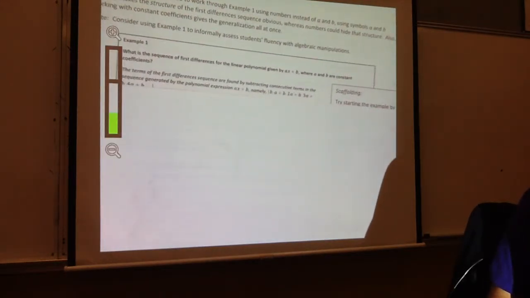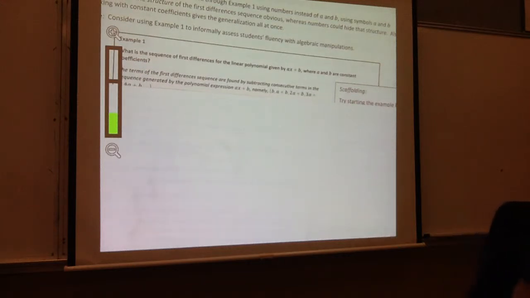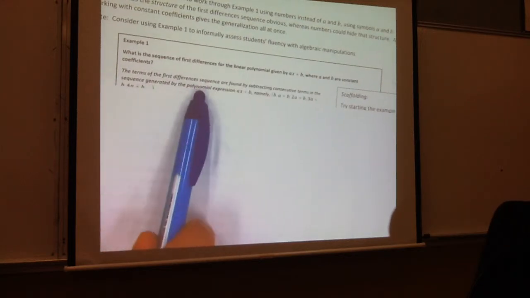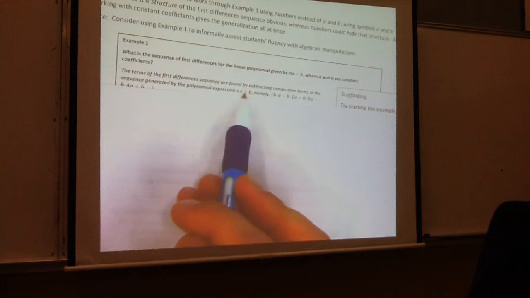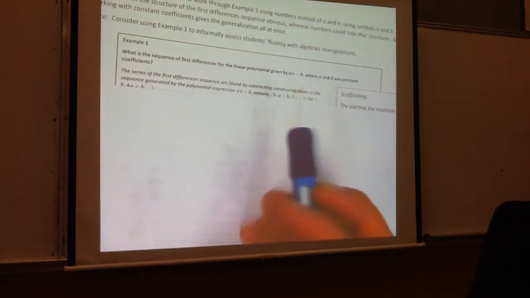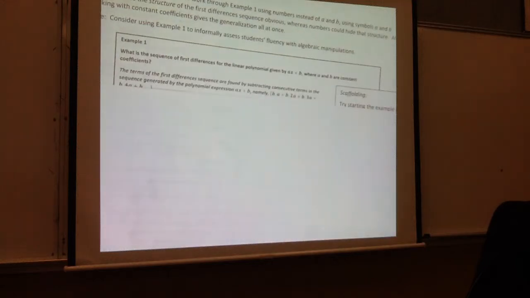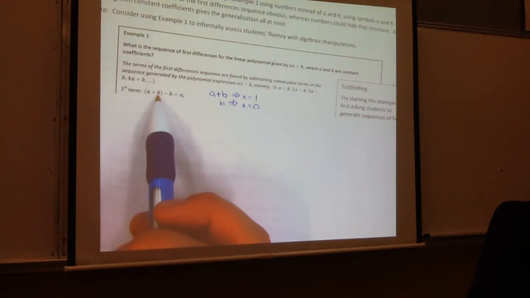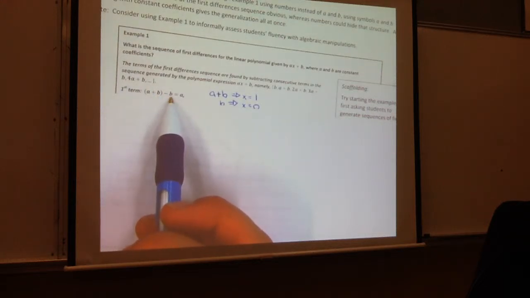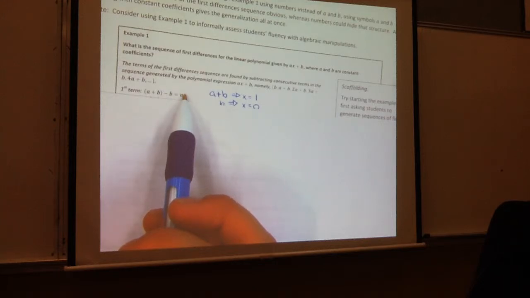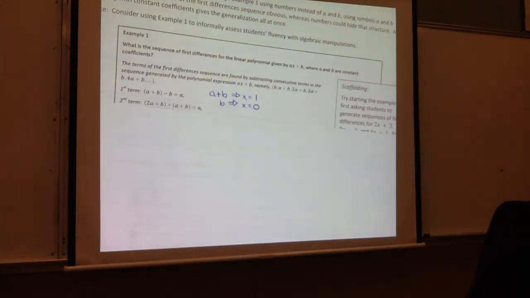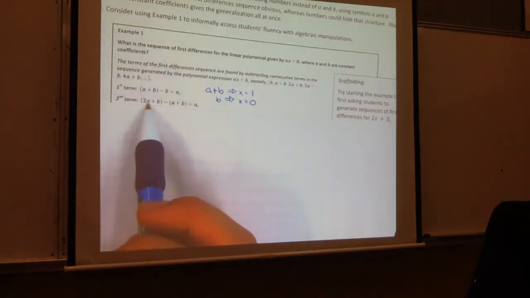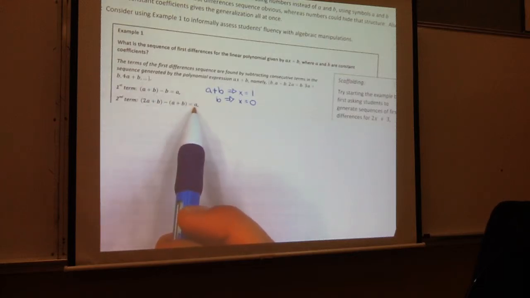So, the terms of the first difference sequence are found by subtracting consecutive terms in the sequence generated by the polynomial expression ax plus b, that linear polynomial that we've been working with. So, we get b, a plus b, 2a plus b. And so we do the first term, which is a plus b minus b, and you get a. And when you do it for the next one, 2a plus b minus (a plus b) also equals a.